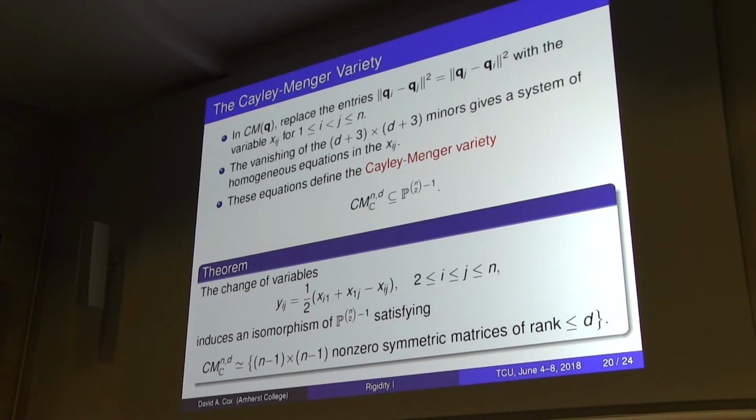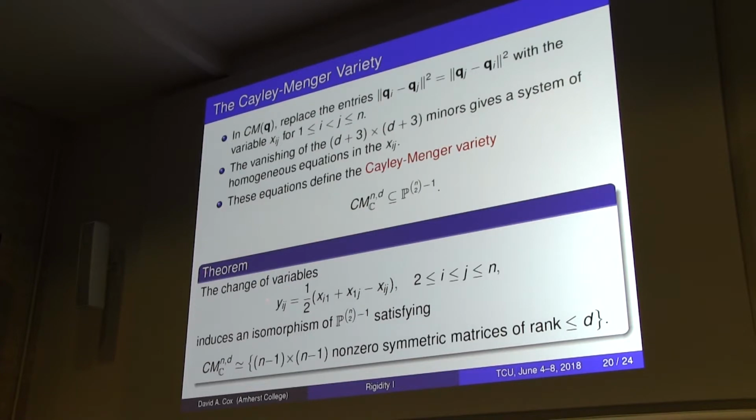And so if I'm going to get my equations, I take these entries and I replace them with variables, and I make it symmetric. So I put this both above and below the diagonal, and then the vanishing of the minors gives me these homogeneous equations, and so I actually get a variety in a projective space of that dimension.